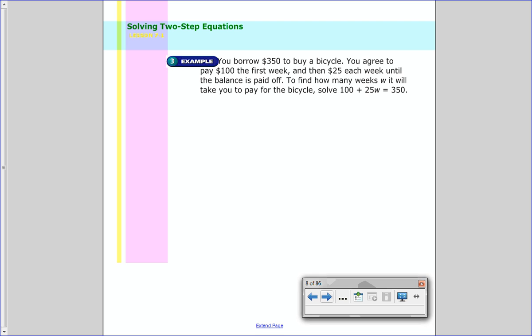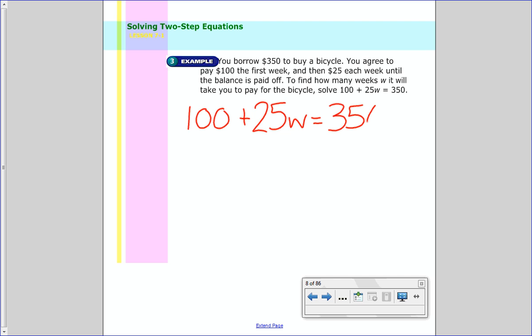You borrow $350 to buy a bike. You agree to pay back $100 the first week and then $25 every week after until the balance is paid off. To find how many weeks W it will take you to pay for the bike, solve 100 plus 25W is equal to 350. And of course, we're still talking about money here. This 100 is the $100 you pay off originally. This is the $25 every single week.